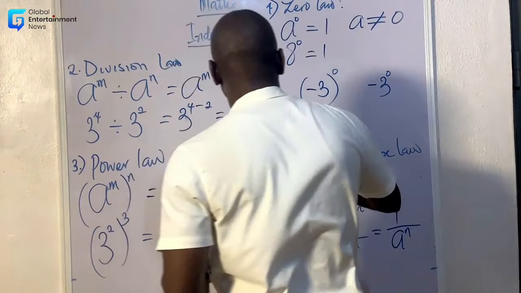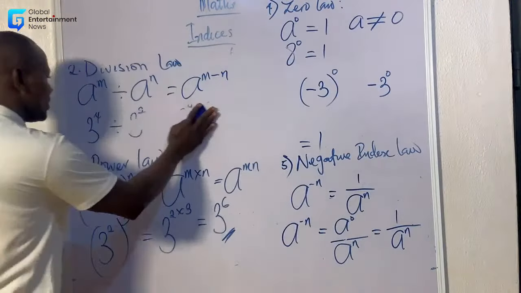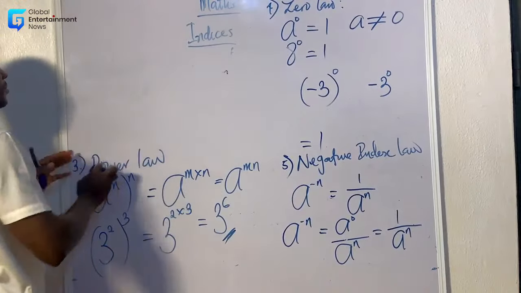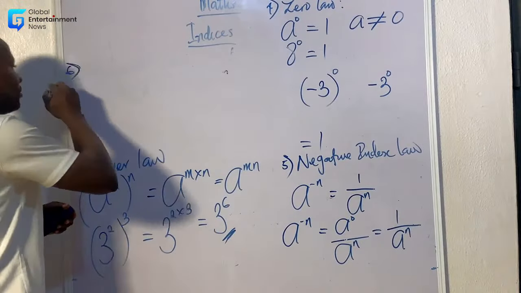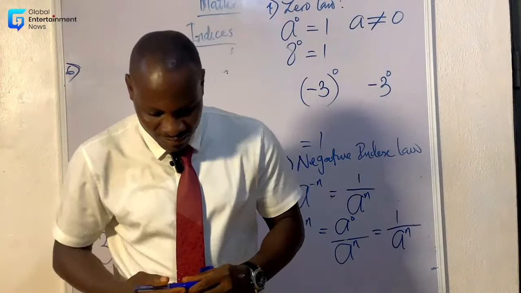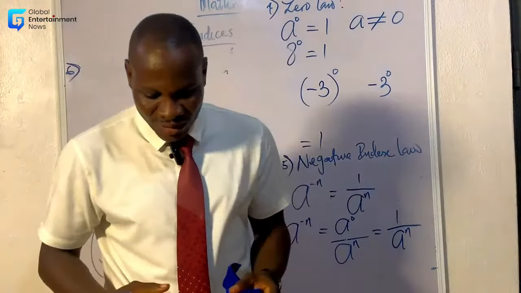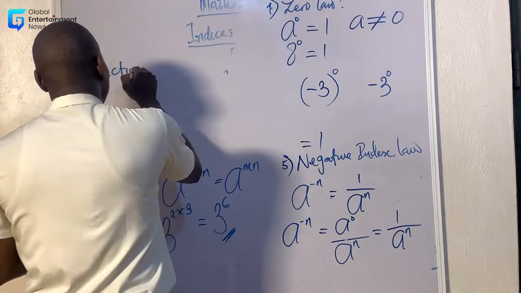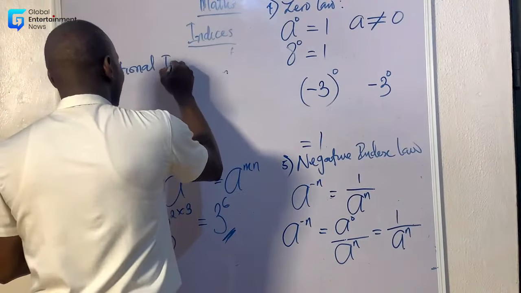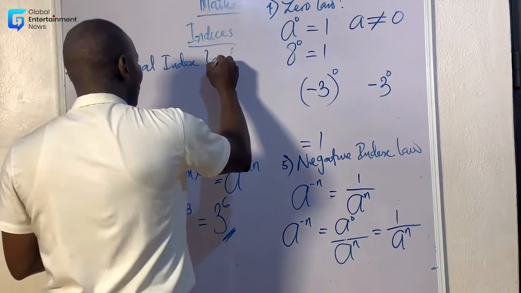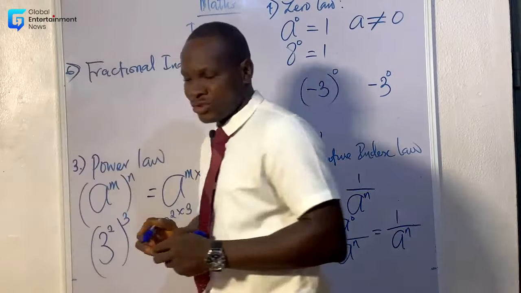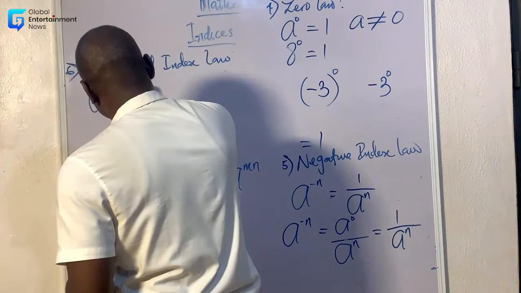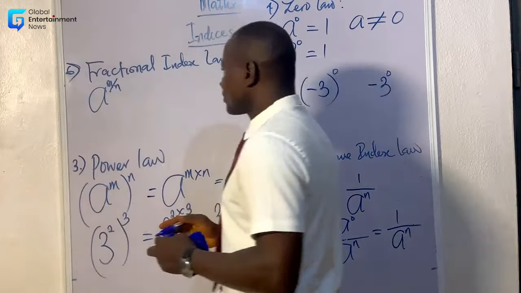Okay, then number 6 law. Number 6 law is what we call the fractional index law. Fractional index law, for a raised to power m over n.